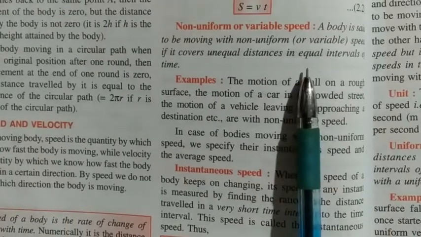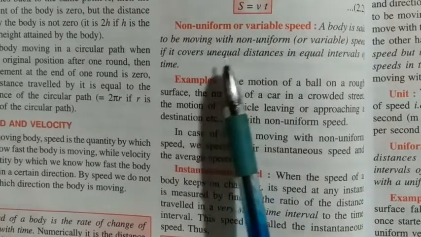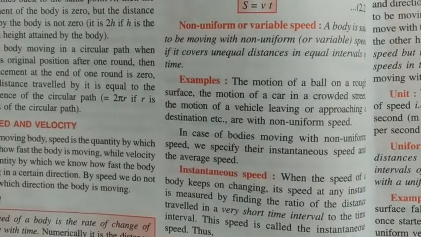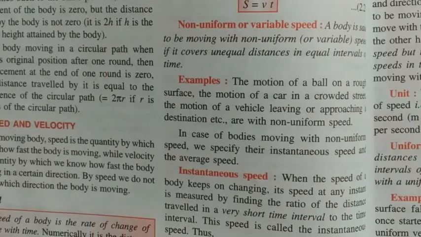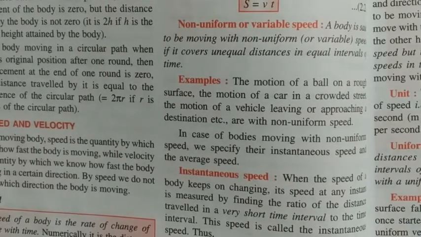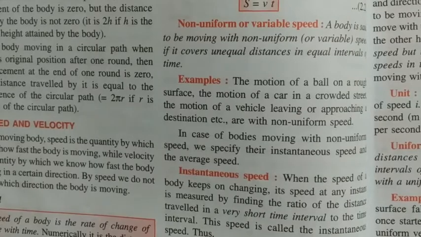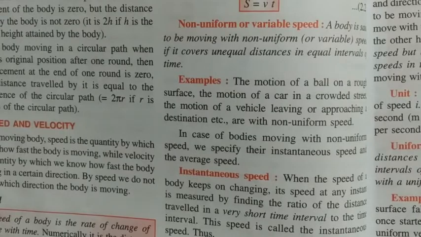Non-uniform or variable speed. A body is said to be moving with non-uniform or variable speed if it covers unequal distances in equal intervals of time. Suppose a body is moving from a point A to B, and in every 5 seconds it is not covering equal distances. Let's say in the first 5 seconds it covered 10 meters, and in the next 5 seconds it covered only 5 meters. So this type of motion is called non-uniform or variable motion, and this speed is called non-uniform or variable speed.